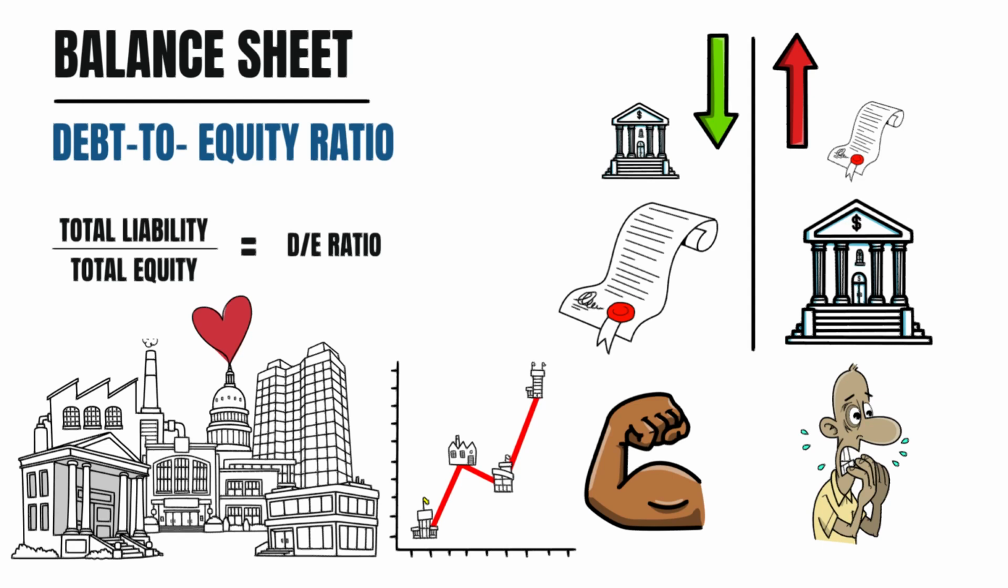If you're just starting out with investing, a good tip is to look for companies with a D/E ratio of less than 1. This means the company has more equity than debt, which is generally considered a good thing.